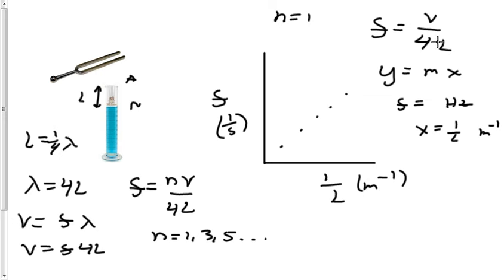Okay, so what's the slope equal to? The slope is going to be this right here. I'll just put dashed lines around it. So the slope of this line is going to equal the speed of sound divided by 4. And that's how you use a graduated cylinder to get the speed of sound.